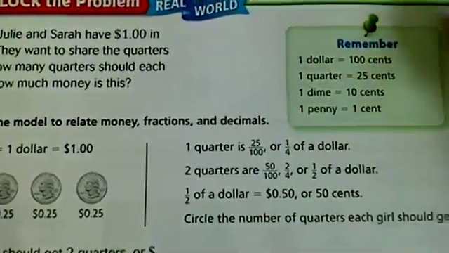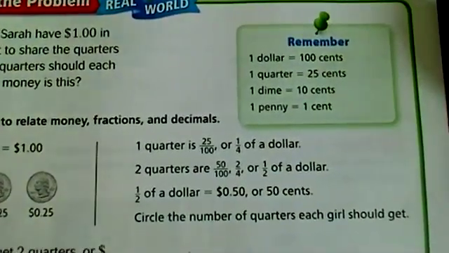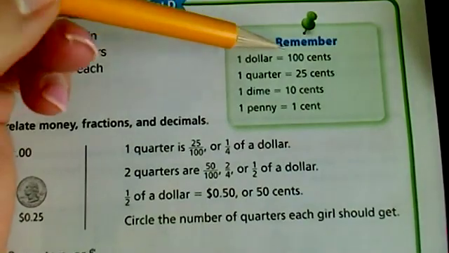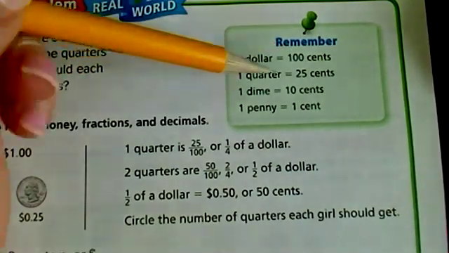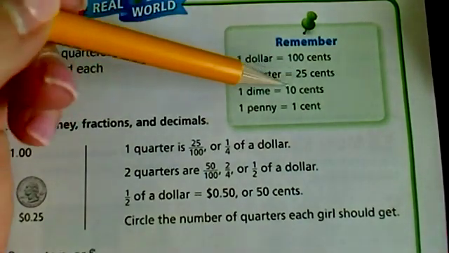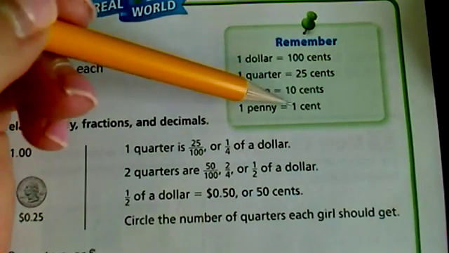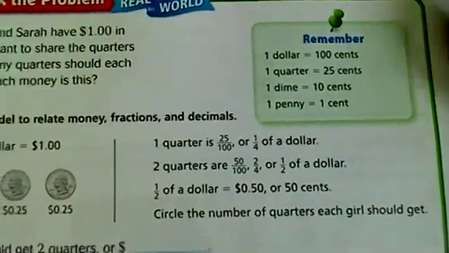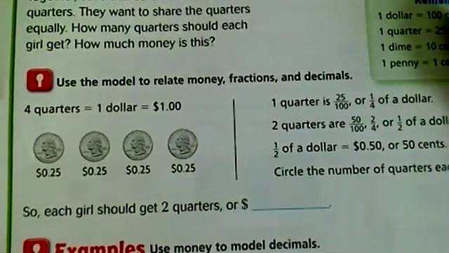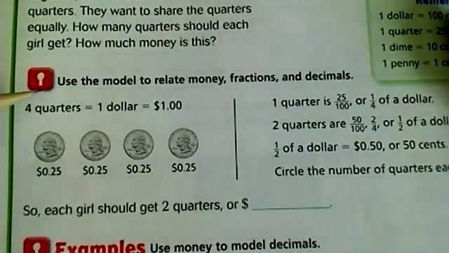And so let's take a look over here and remember that a dollar is 100 cents, a quarter is 25 cents, a dime is 10 cents, and a penny is 1 cent. Okay, we don't want to forget that. Let's go back to looking at the model.